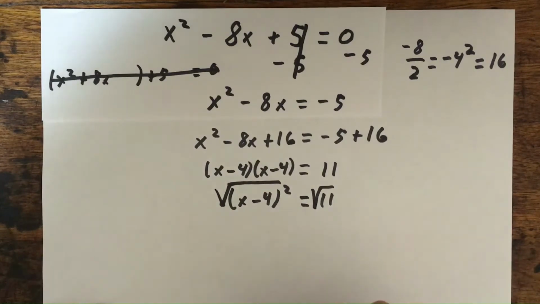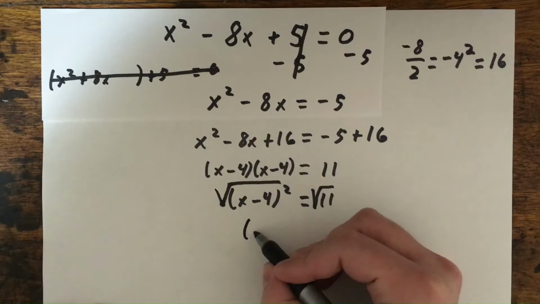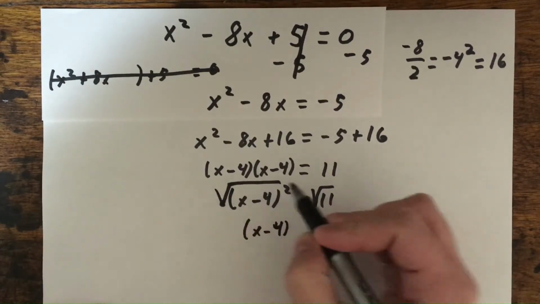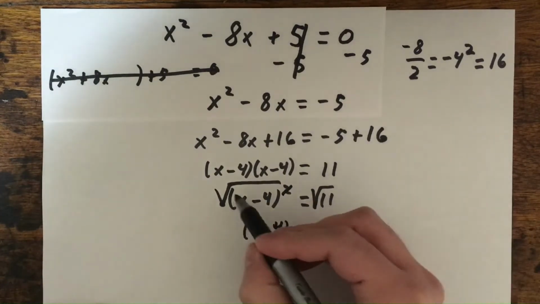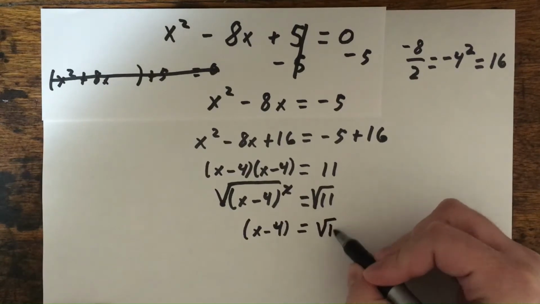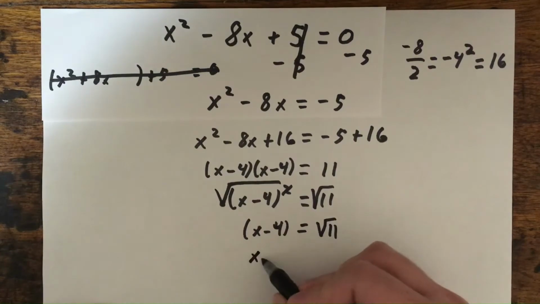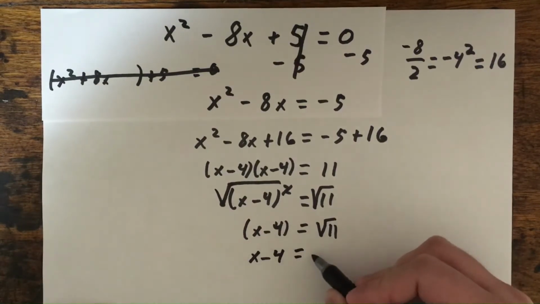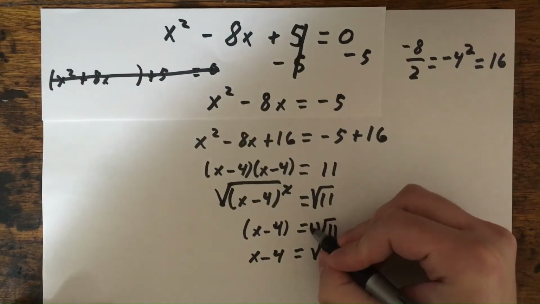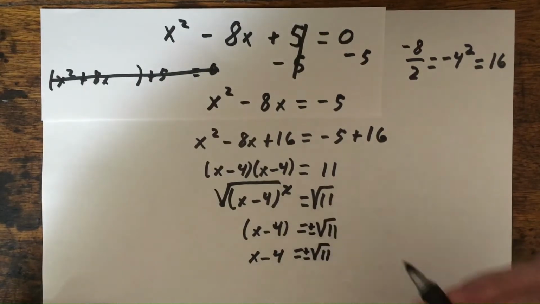And when you take the square root of something that's squared, it just makes it no longer squared. So now it's just x minus 4. The square root and the square cancel each other out. So now we have x minus 4 equals the square root of 11. We don't even need parentheses. I didn't need to put that there, but let's just rewrite it. X minus 4 equals the square root of 11. Oh, and you have to write plus and minus before the square root. You always have to do that.